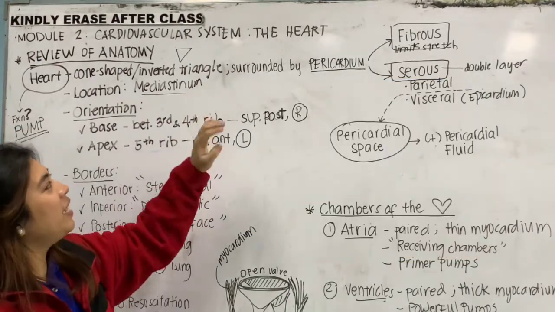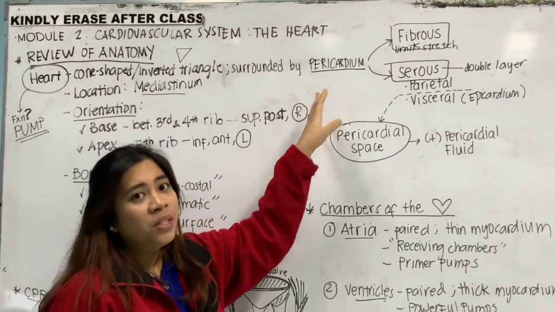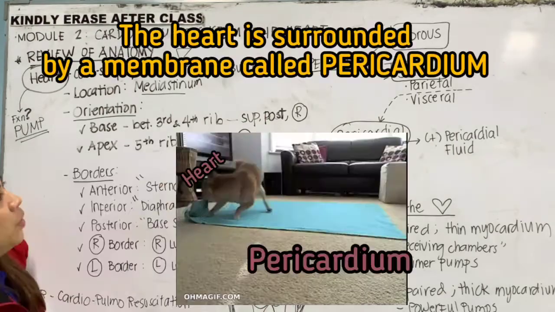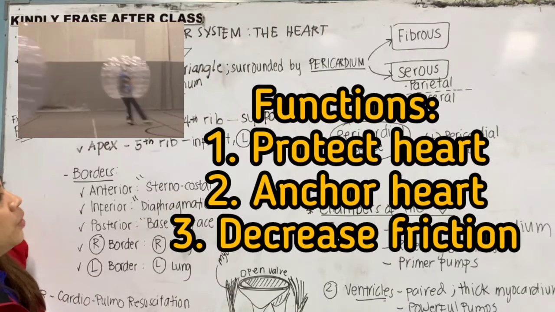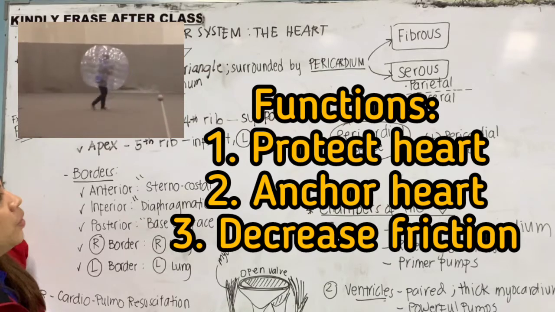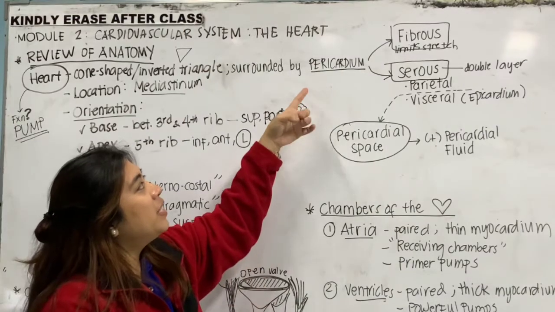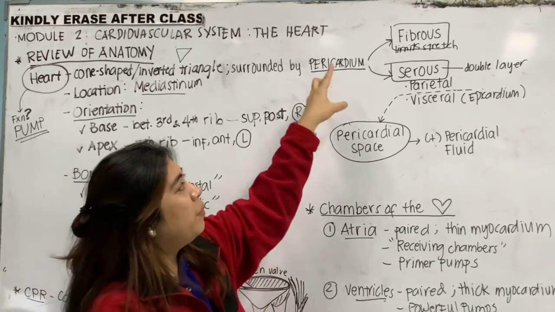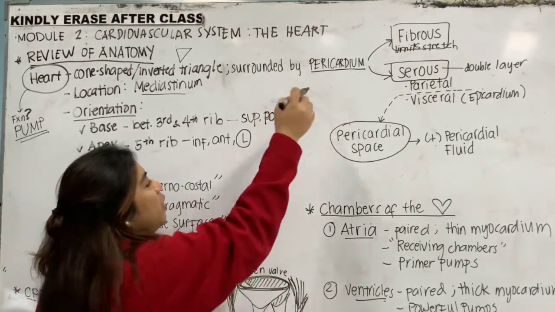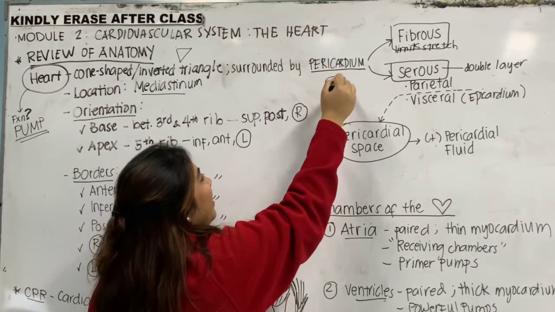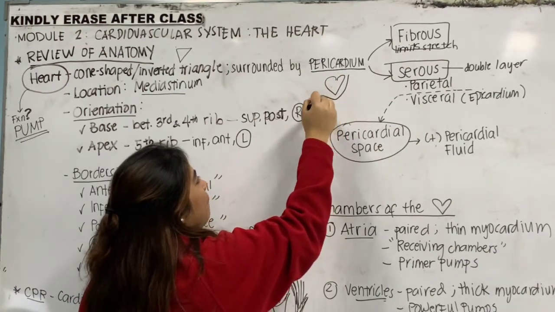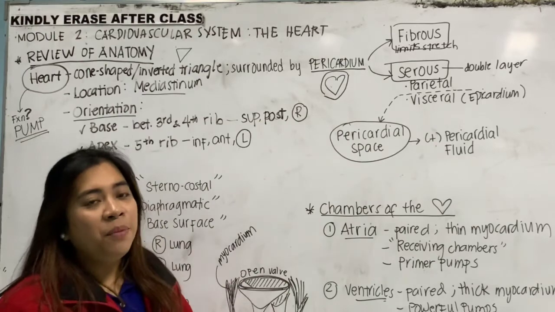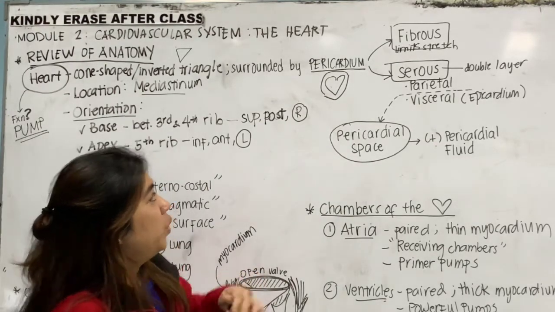So the heart is surrounded by your pericardium, also known as your pericardial sac. This pericardium actually has two layers. You have your fibrous and your serous pericardium. If you were to imagine it, your heart is being surrounded by a sac. So this is able to provide protection to your heart.